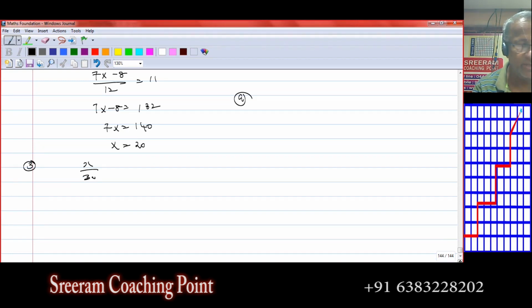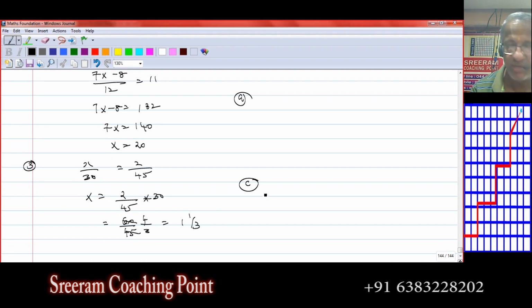x divided by 30 equal to 2 divided by 45. x equal to 2 divided by 45 into 30. 60 divided by 45. 4 divided by 3, which is equal to 1 and 1 by 3, which is item number C. Please confirm.